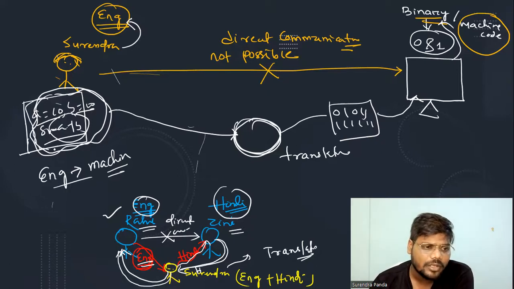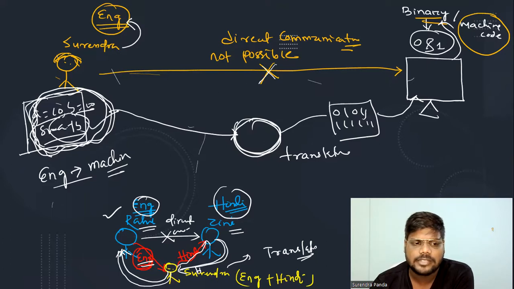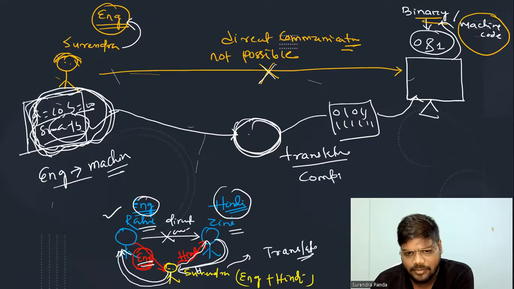So you have to write the code in a programming language. Means by using English, but you have to know programming. So that's why if you want to communicate with a computer, you require a programming language. And direct communication is not possible. Why? Because you will write the code in English. So a translator is required. That translator is technically called a compiler in C language.